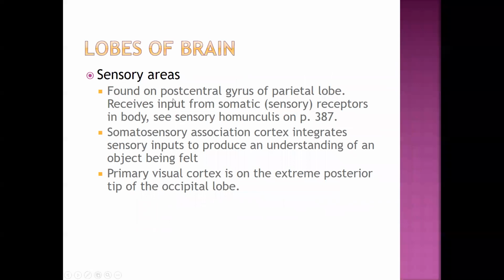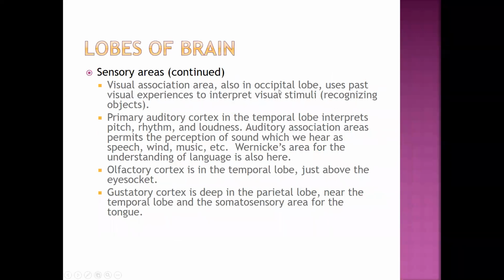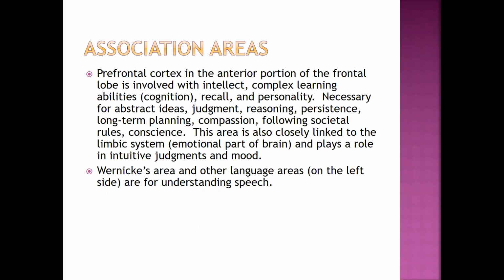Okay, so what do we have? Post-central gyrus, we already did that one. Okay, so visual area, occipital lobe, primary auditory, temporal lobe cortex, olfactory, temporal lobe. We saw gustatory deep in the parietal lobe, near the temporal lobe, and the somatosensory area for the tongue. So we got all of that put together. Okay, time to go. Last thing they want to talk about, and then we will finish this up on Wednesday.